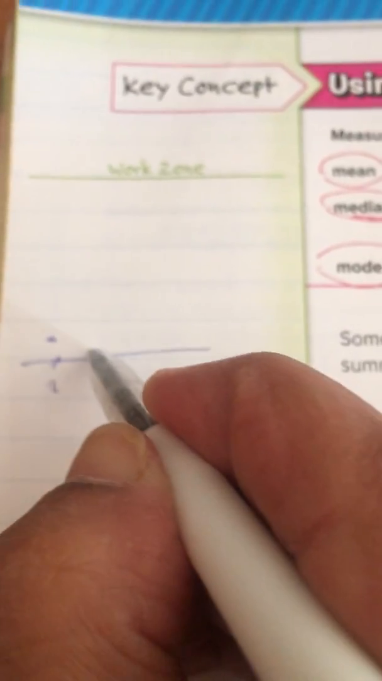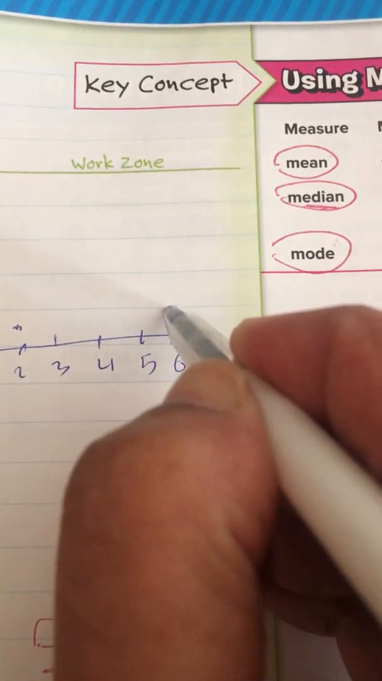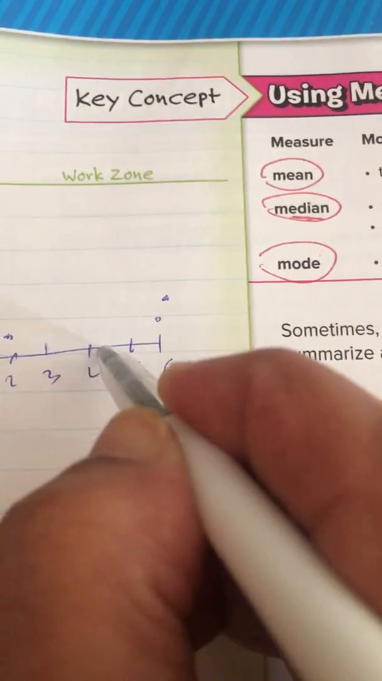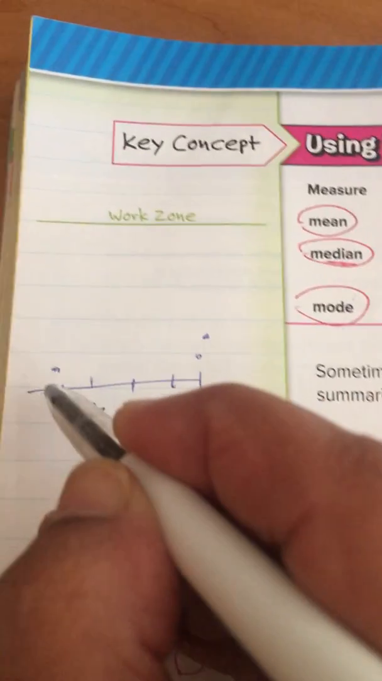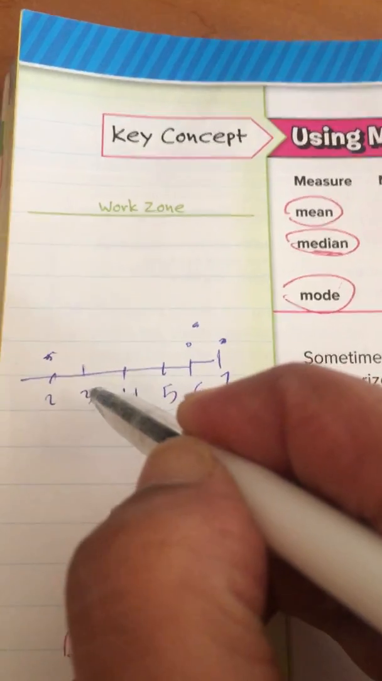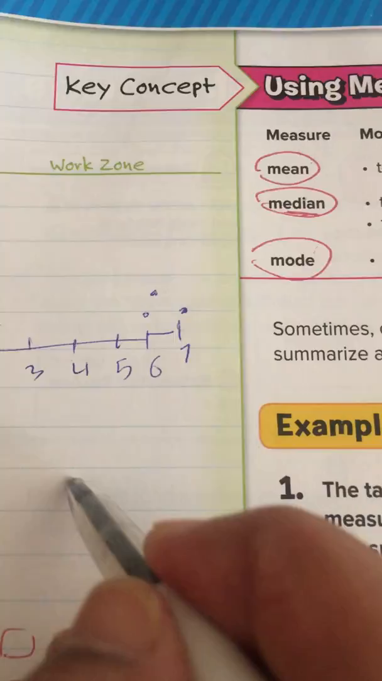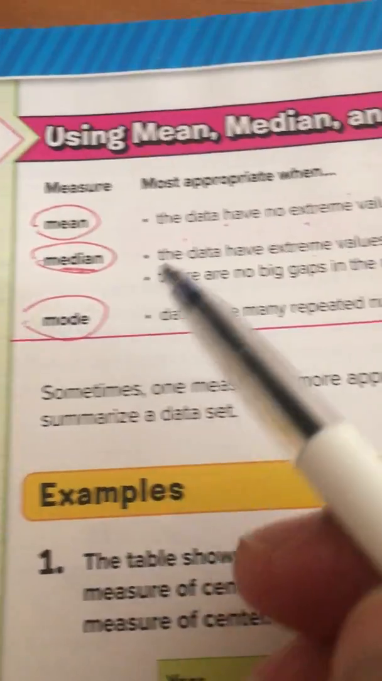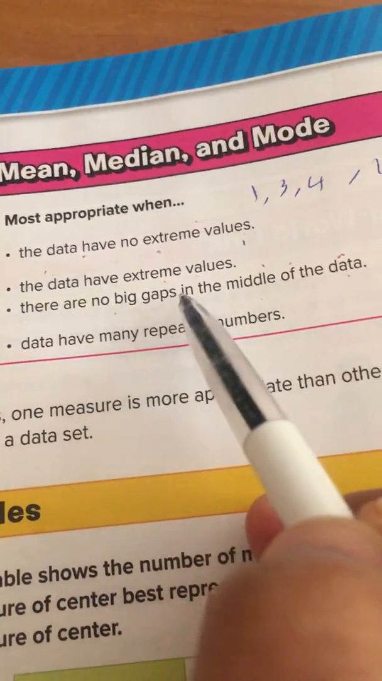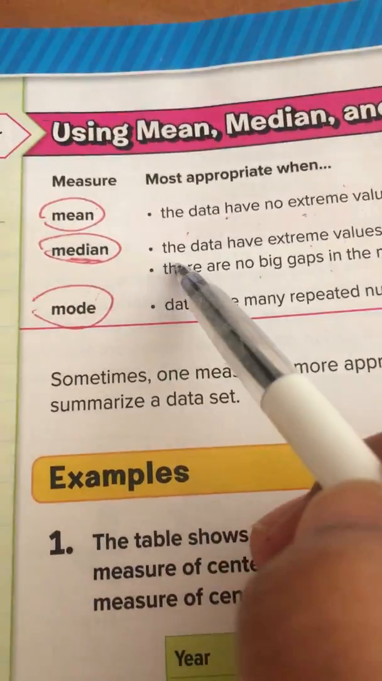What's the meaning of the gap? The gap, for example, 2, 3 no data, 4 no data, 5 no data, 6. This is called the gap. No data here, no information here. 2 only once, 6 twice, 7 once, but 3, 4, 5 gap. The gap means no information here. There are no big gaps in the middle of the data, so the median is the best.